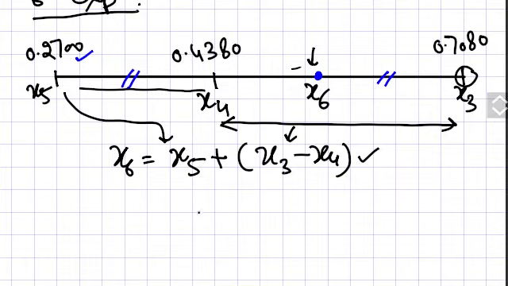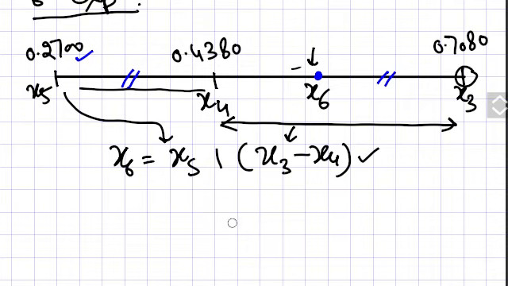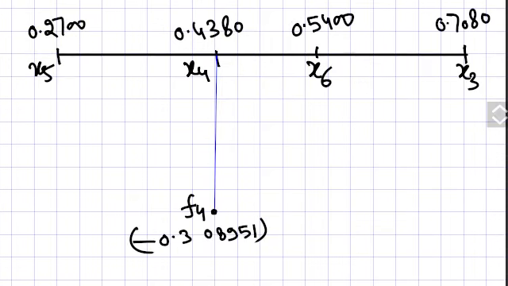Otherwise you can use this formula also, like x3 minus x4 minus x5. So you can understand this. When you calculate this point, you will get 0.5400. Okay, now I'm drawing this point. So this is the new area, this is the new graph.